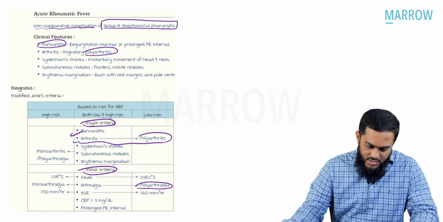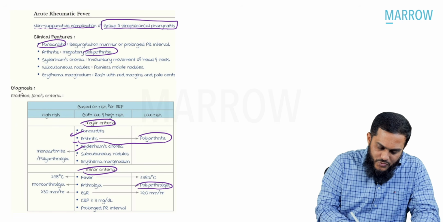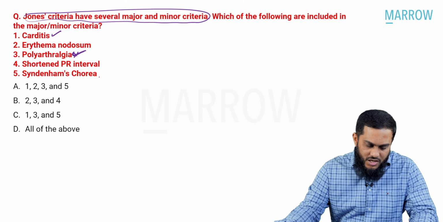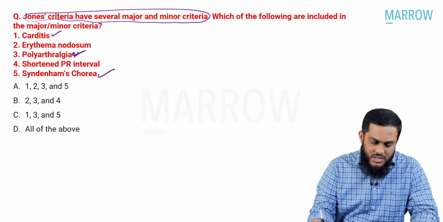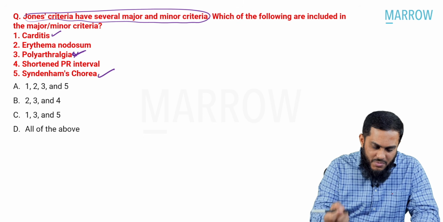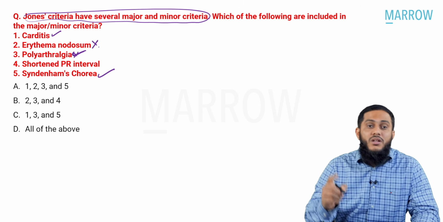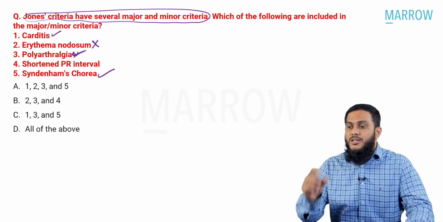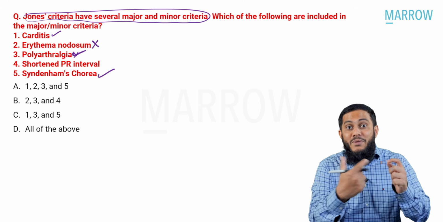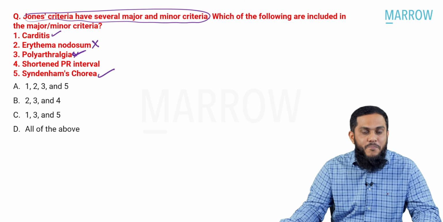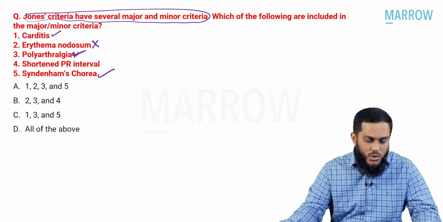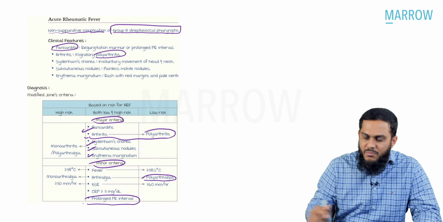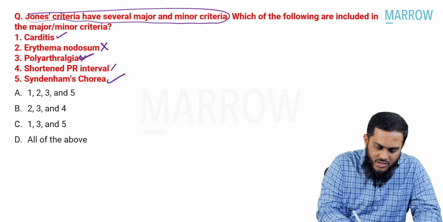And then next are Sydenham's chorea, subcutaneous nodules, and erythema marginatum. Sydenham's chorea is included. Subcutaneous nodules, erythema marginatum. Sir, erythema nodosum is not included. It is erythema marginatum. Erythema nodosum means red color nodules, but erythema marginatum means a rash whose margins are red. So it is marginatum, not nodosum. Shortened PR interval: prolonged PR interval is a minor criteria, so shortened PR interval is not a criteria.